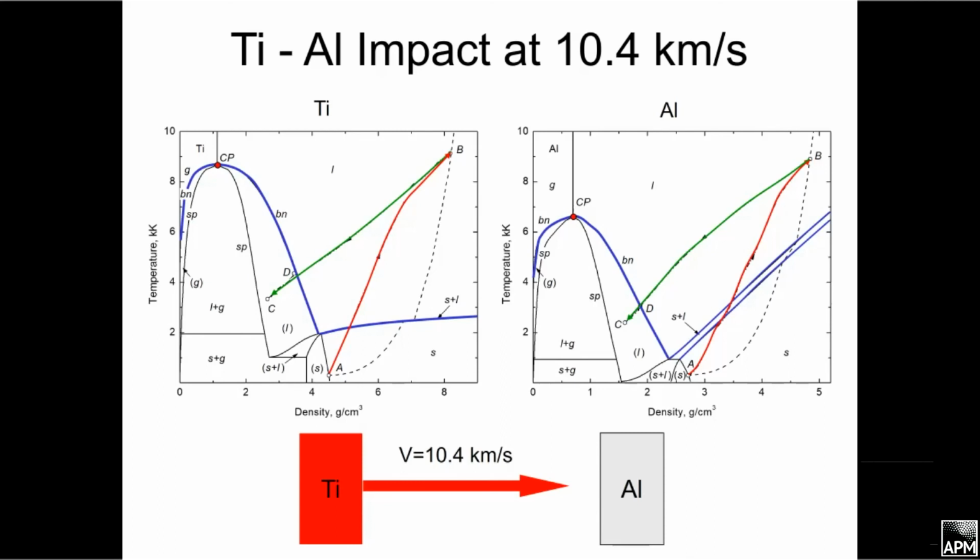In this shock wave, the state of material goes from the initial state to a state on the shock Hugoniot curve of both materials. These are points B on the phase diagram. This is the phase diagram for titanium, temperature versus density, and for aluminum also temperature versus density.